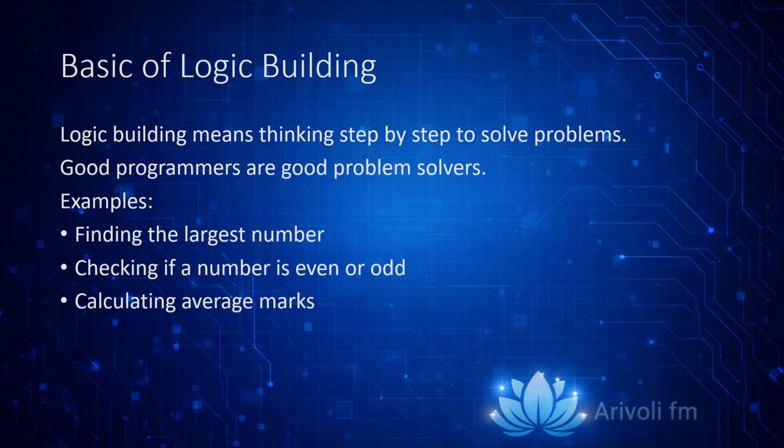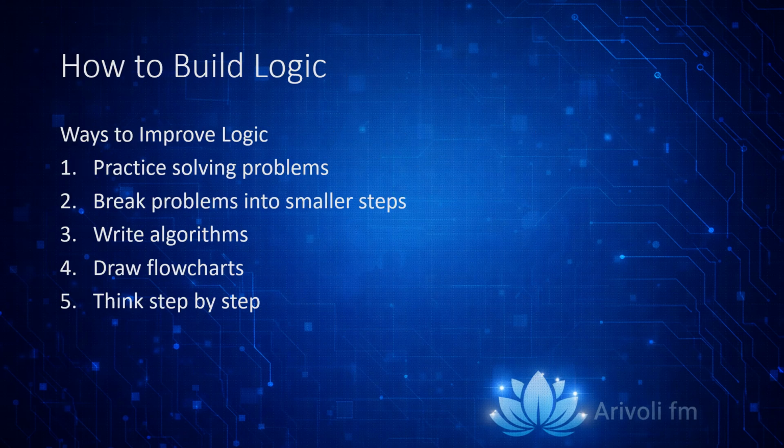For example, finding the largest number, checking if a number is even or odd, calculating average marks. To become a good programmer, you must practice thinking logically. Always break a problem into smaller parts, then solve each part step by step. Using algorithms and flowcharts helps improve logical thinking.